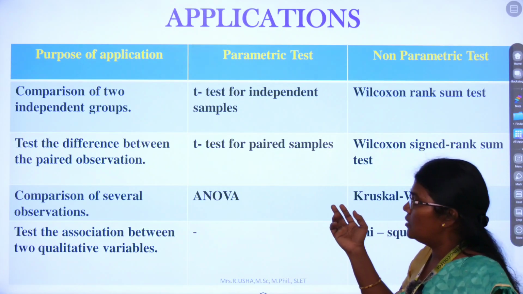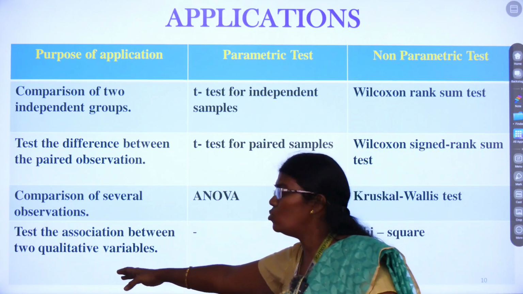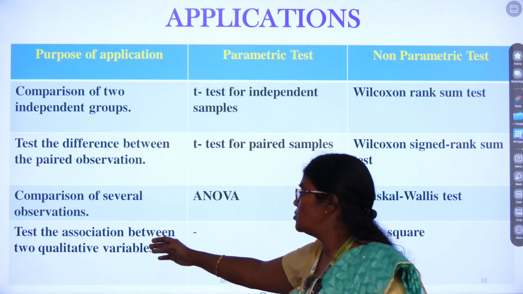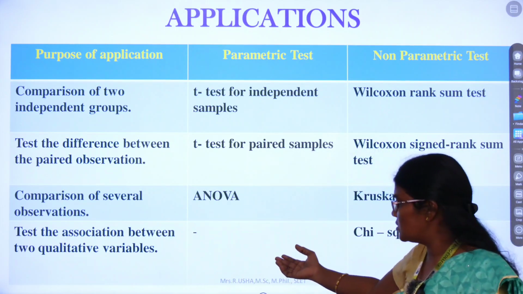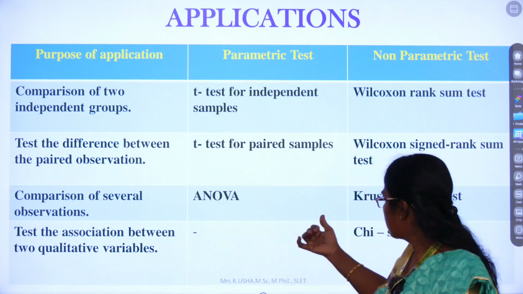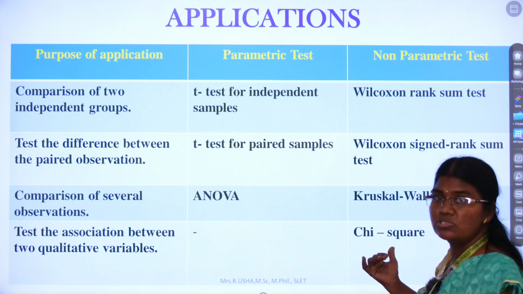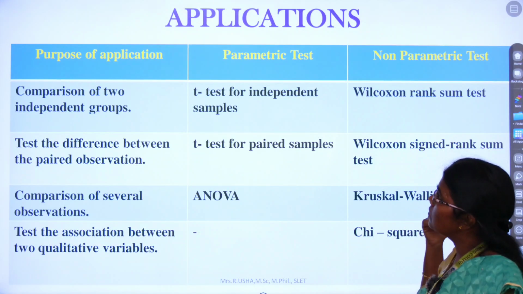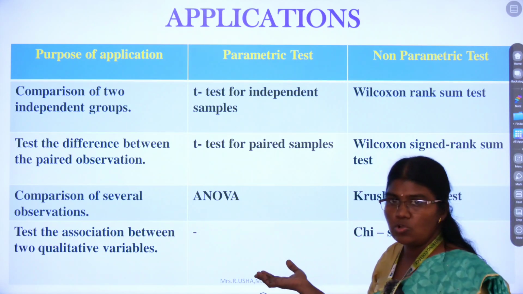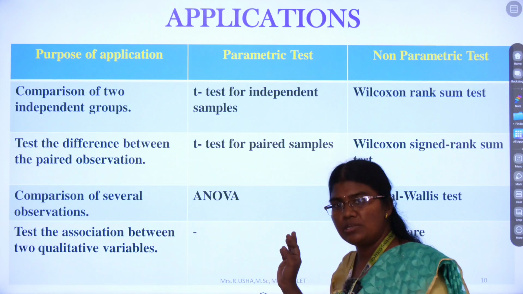And to test the association between two qualitative variables, for parametric there is no test found. For non-parametric we have the chi-square test. So these are the applications of parametric and non-parametric tests.